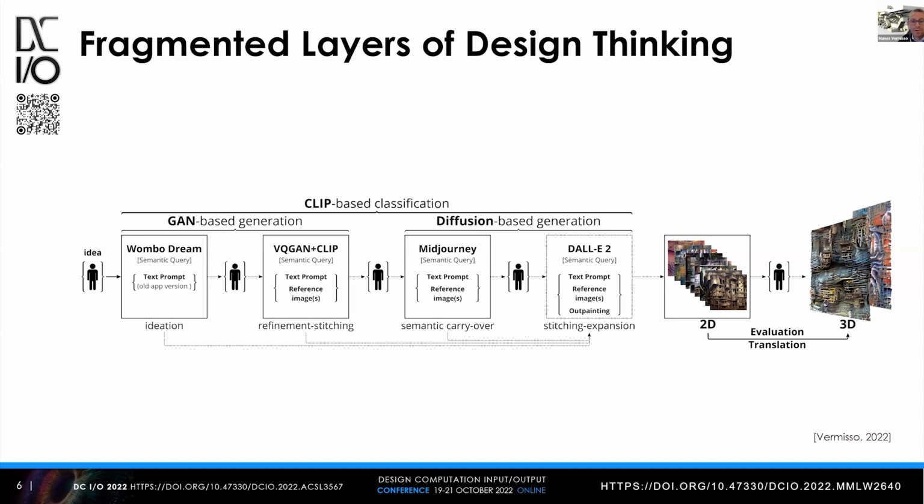Wombo Dream and VideoGAN CLIP rely on GAN-based generation, so on generative adversarial networks for the generation of the images, while Midjourney and DALL-E 2, while they're still using CLIP as a classifier, are guided by diffusion-based generator models. The structure and outcomes of different kinds of neural language model experiments are going to be briefly discussed, with an objective to identify ways to increase our agency by intervening in the process of the AI model.